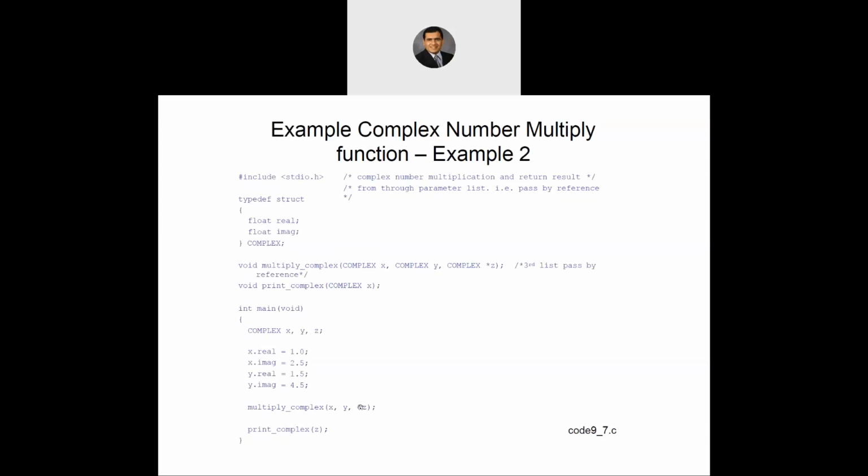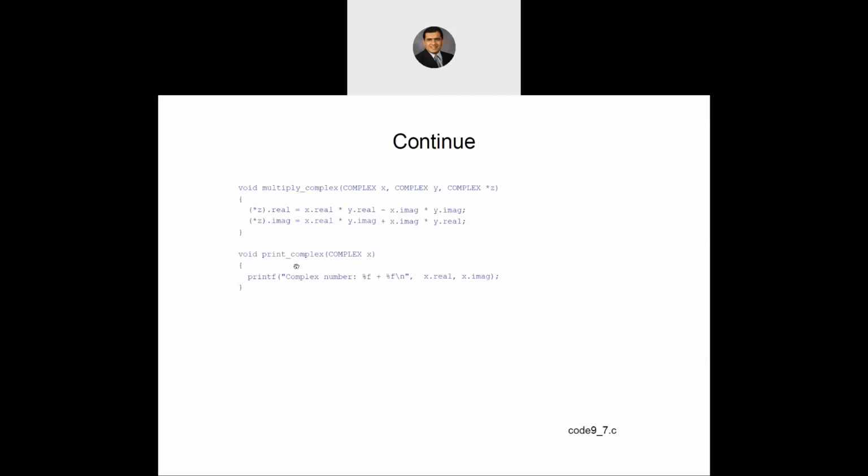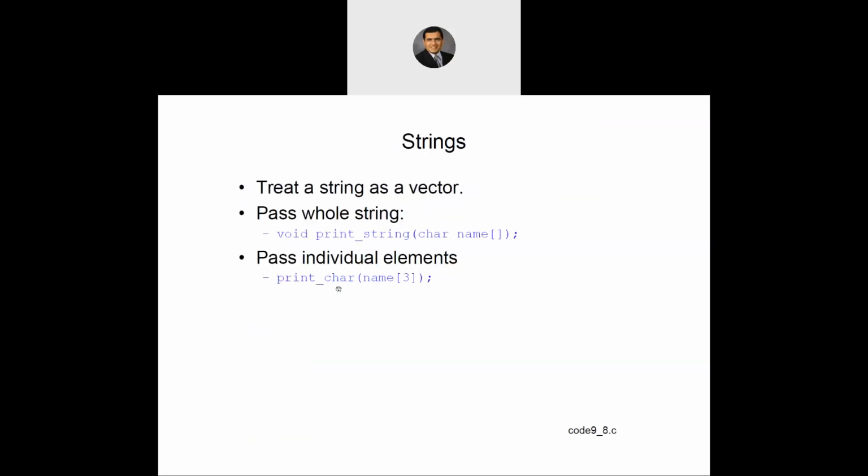And once the value of z is updated, you can call print complex. The value of z will be sent to x and the calculation will be done. So two scenarios of using your structures: it can be by default call by value, or you can also use a reference.